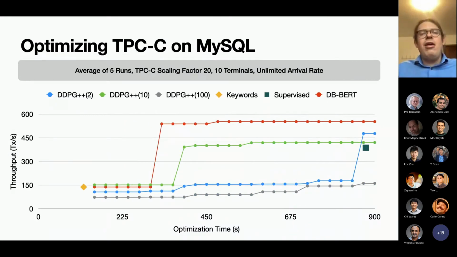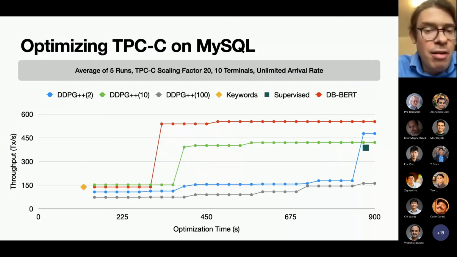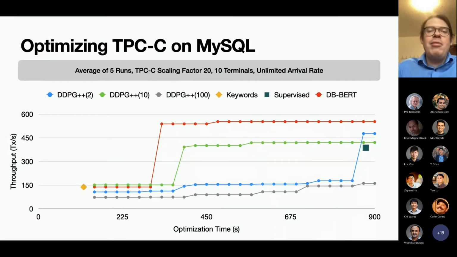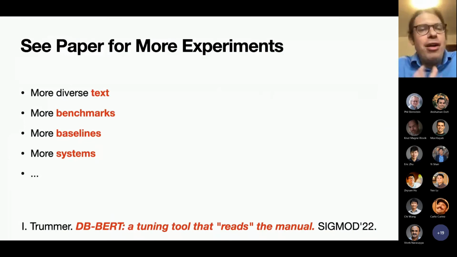And the tendencies are similar for benchmarks such as TPC-C. Here the y-axis shows throughput, so higher is better. And again, DB-BERT finds interesting parameter settings relatively quickly because it is able to extract more information as a starting point. In the paper, you find experiments with more diverse text, with more benchmarks and baselines and systems. And in this presentation, I've only shown a little extract of that.